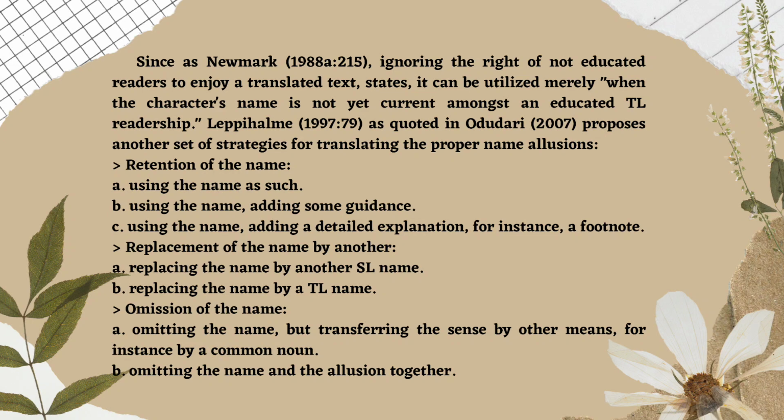The second, replacement of the name by another. A. Replacing the name by another SL name. B. Replacing the name by a TL name. And the last, omission of the name. A. Omission of the name but transferring the sense by other means, for instance by a common noun. B. Omission of the name and the allusion together.